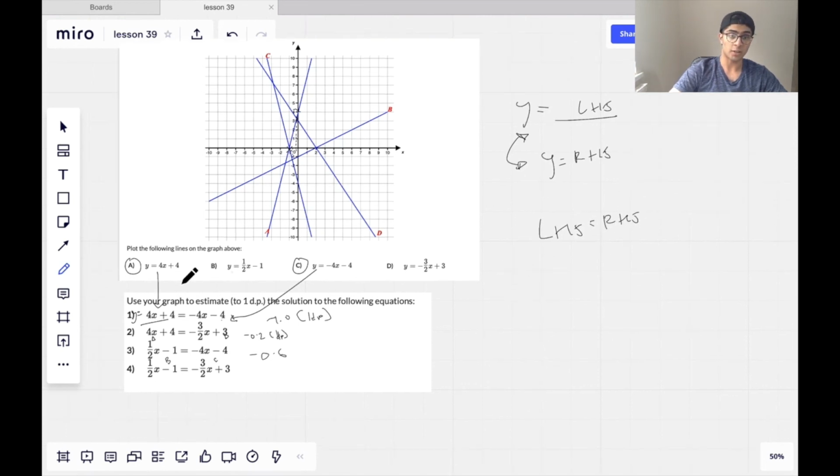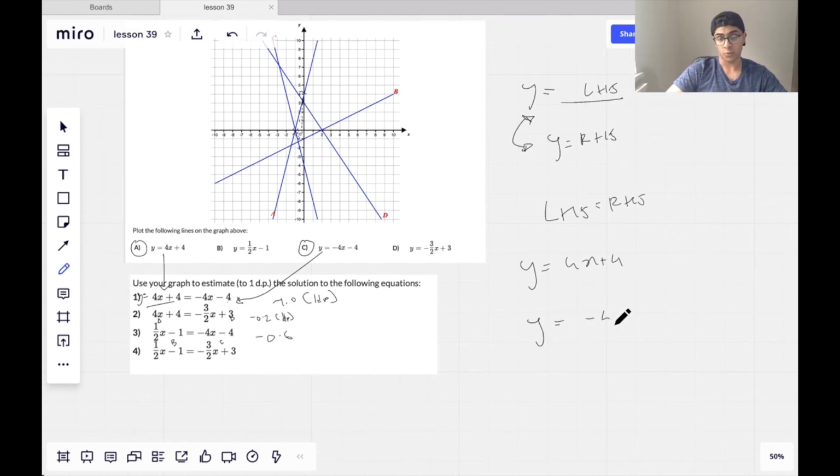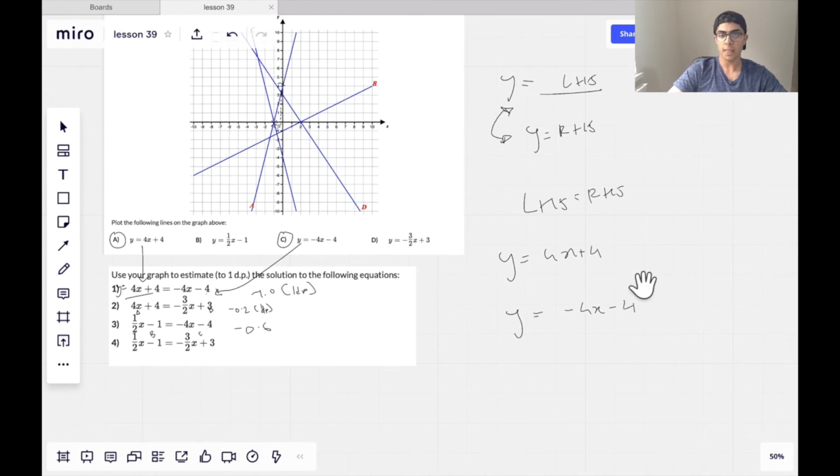So again, if we go back to example A, we've got the line y equals 4x plus 4, and the line y equals minus 4x minus 4. Where these two lines intersect, the y value is the same. Look, this is where they intersect. The y value is the same. And that means 4x plus 4 is equal to minus 4x minus 4. So hence, the value for x at which they intersect is also the value for x for which this equation is true.